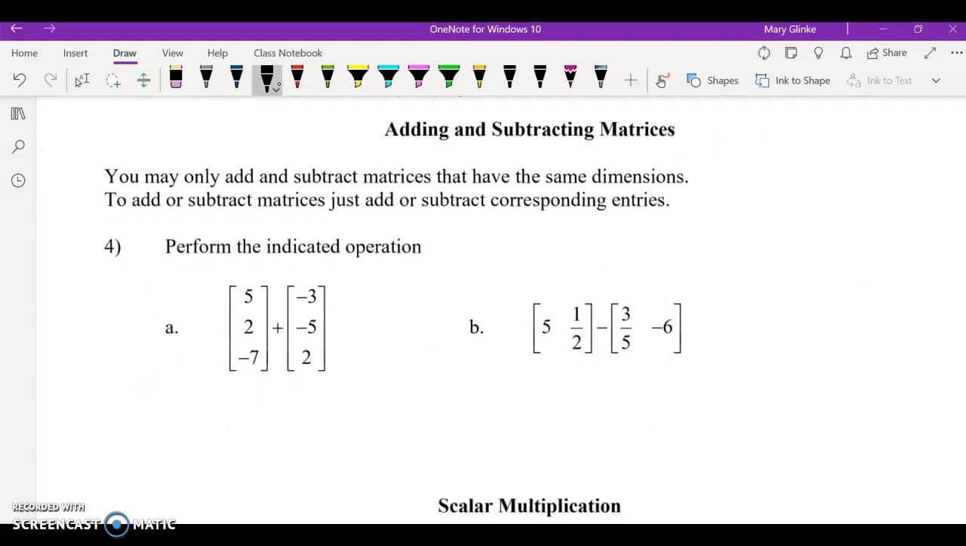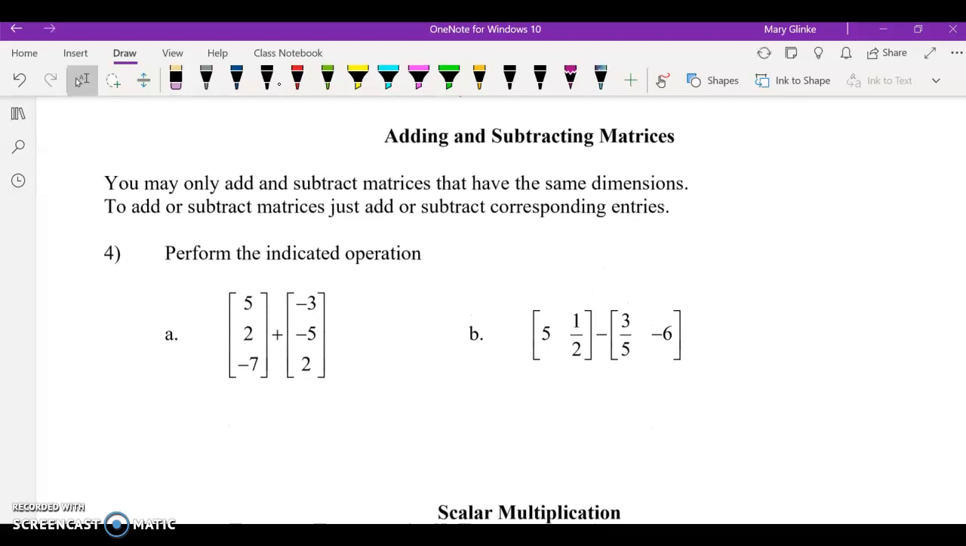So those are equivalent matrices. Now looking at these ones, what we can do is combine different matrices through addition and subtraction. This only works if everything, once again, has the same dimensions.